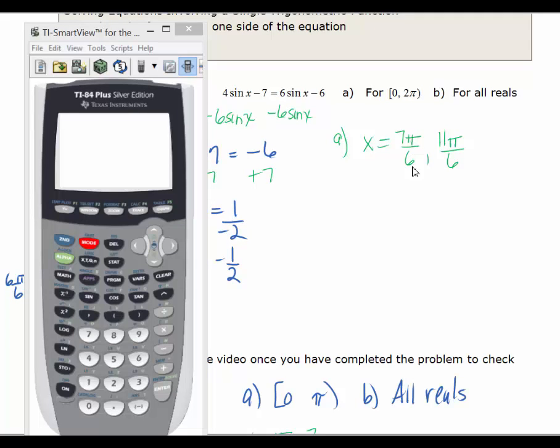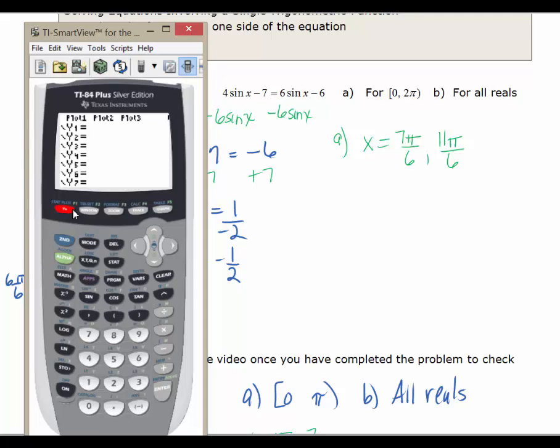I'd like to show you how to check these 2 solutions using your calculator. So what we're going to do, and we should be in radian mode again because our angles are in radians, we're going to go into y equals, and we're going to put the left hand side of the equation in: 4 sine of x minus 7. And then in the second equation, the y2, we'll put in 6 sine x minus 6.